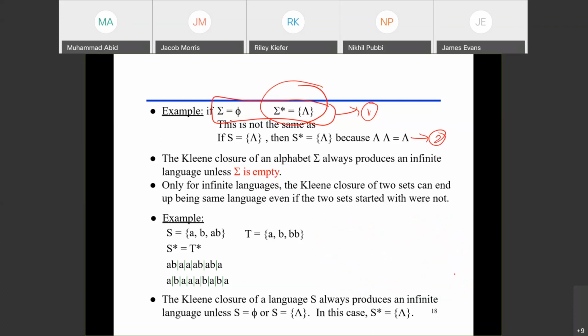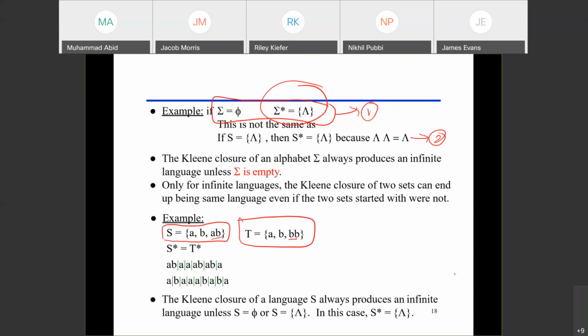So what we are saying here, in the second thing, is that let's say we have two sets here, two languages. We have one language S, and this language is composed of three words: A, B, and AB. And we have another language T. This language is different from that language. These two languages are not the same if you see, because T is composed of A, B, and BB. So the last word is different. If your word is different, it means the two languages are not the same.